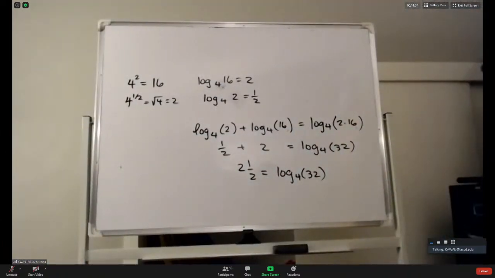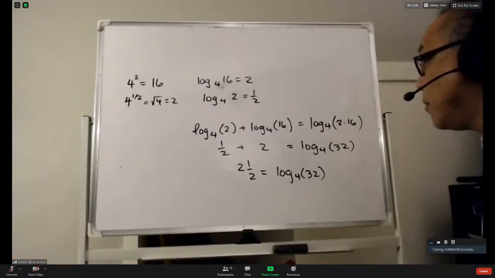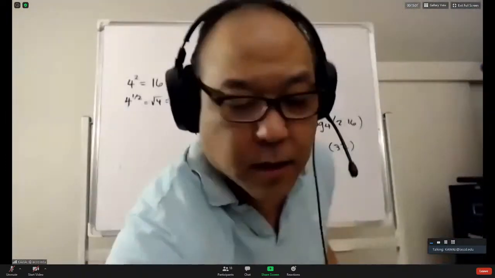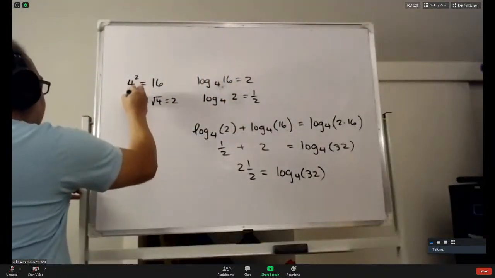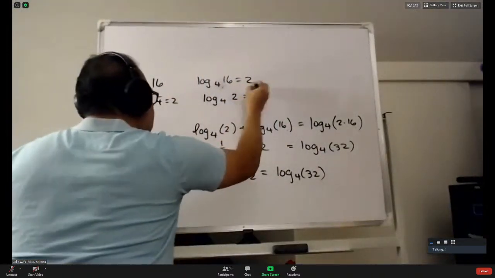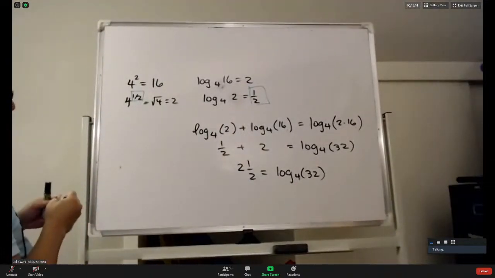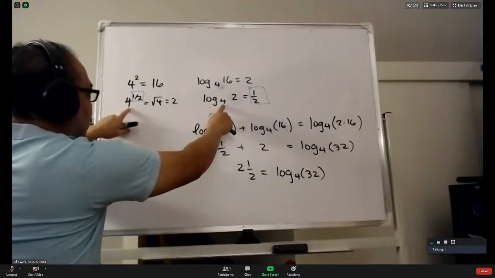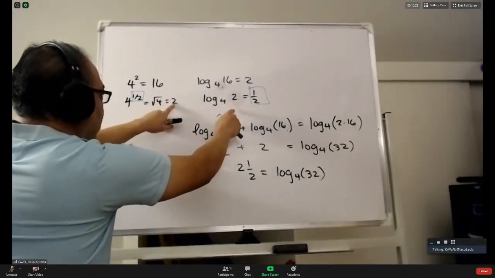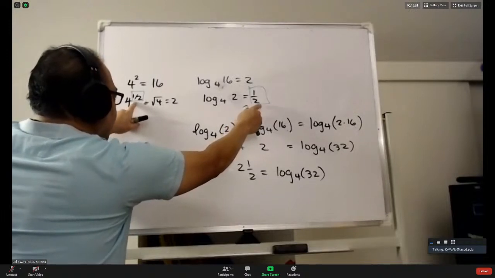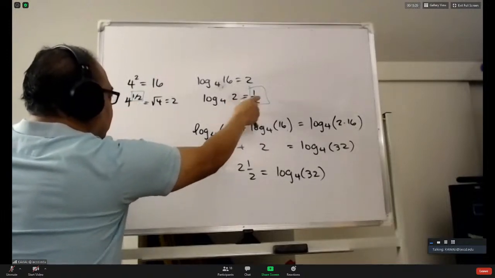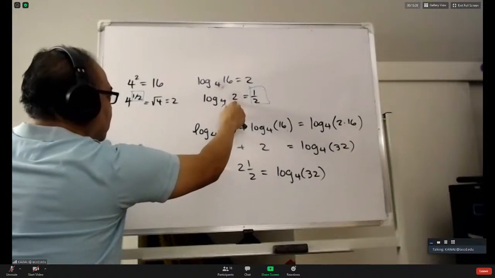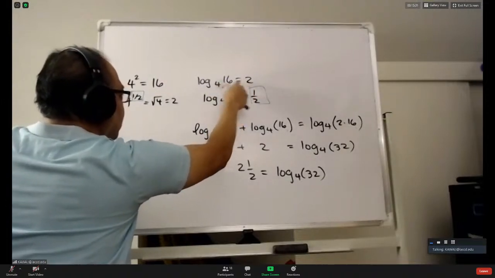Professor, how did you get 1/2 out of log 4 of 2? Oh, so over here, that is what the log is always equal to. It's equal to the exponent. Now, they have the same base. So this is always the parameter. So the result of the log is what the exponent will be. So you want to think of this as square root of 4 is equal to 2. 4 squared is equal to 16.